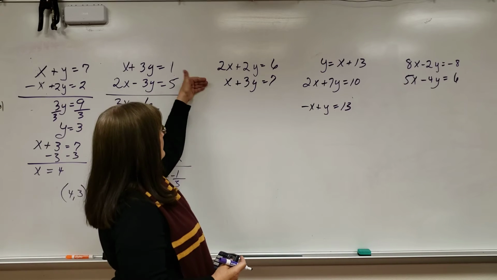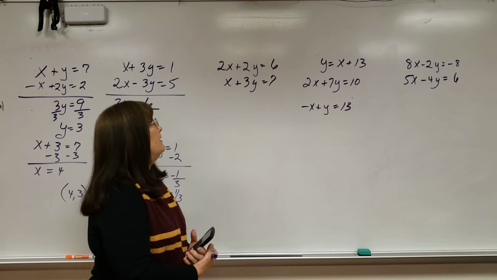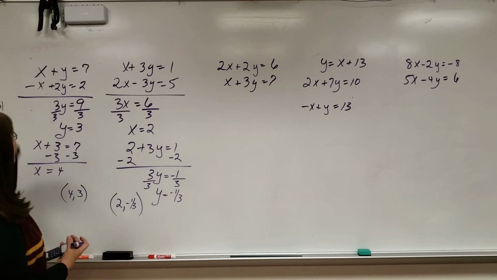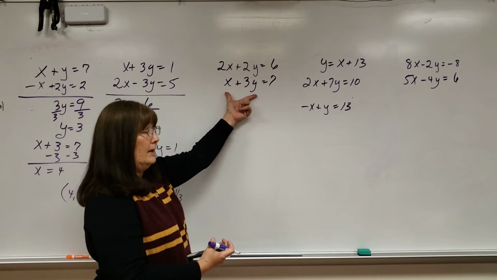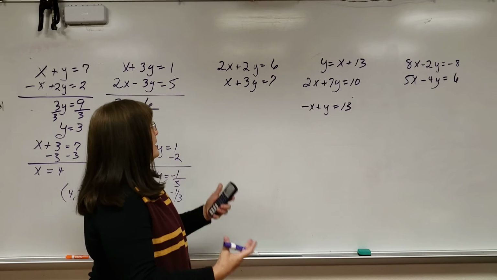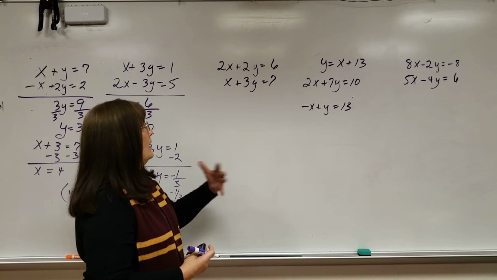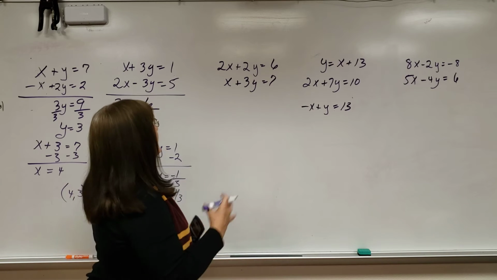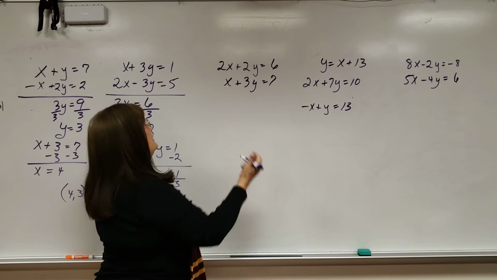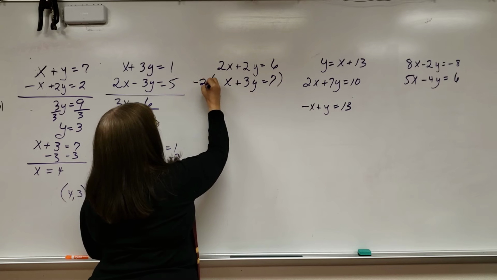All right, in the next system of equations, I have 2x plus 2y equals 6, and x plus 3y equals 7. Now here, I do not have something that I can eliminate right off. So I'm going to have to manipulate one of the equations so that I can get rid of one of the variables. In this case, since I have a 2x and an x, it would be easier just to multiply this by negative 2.